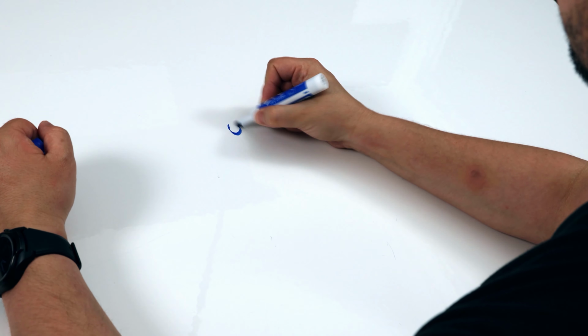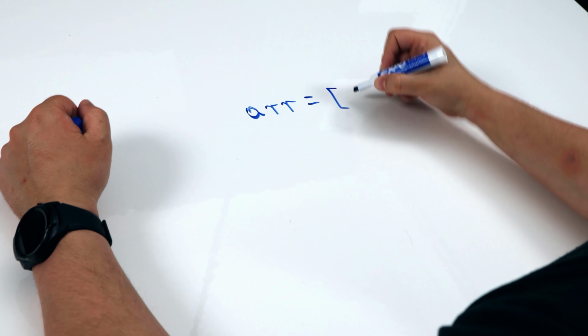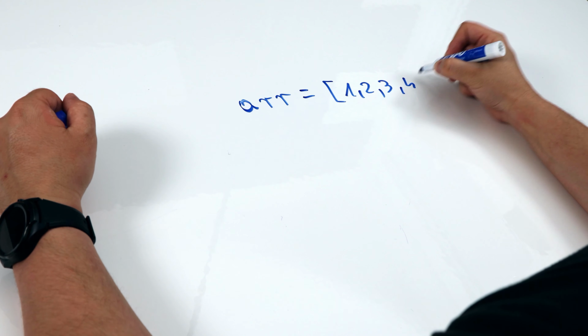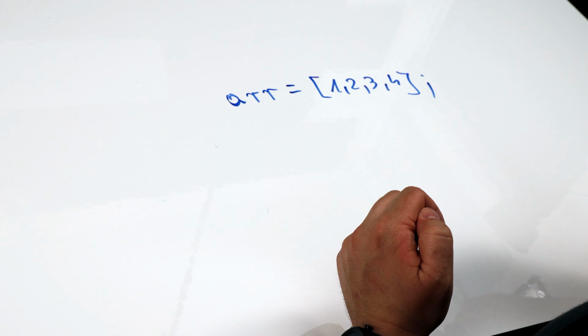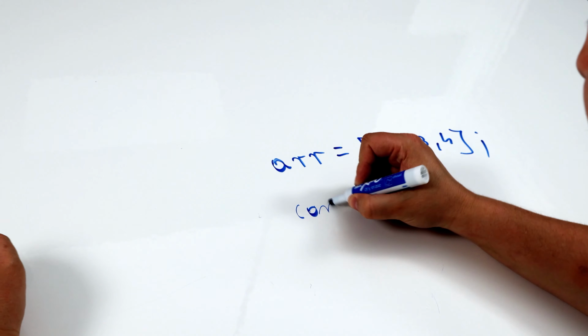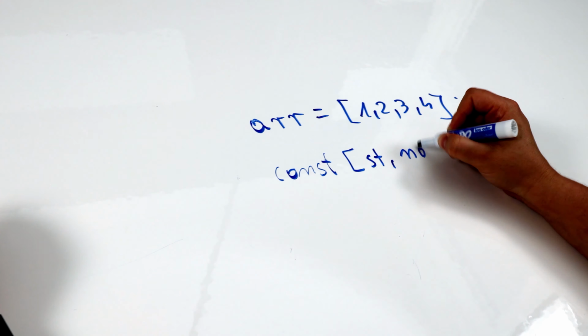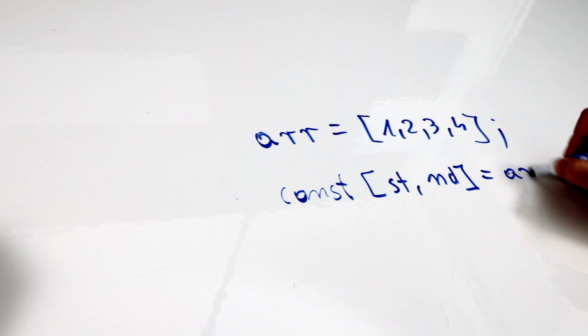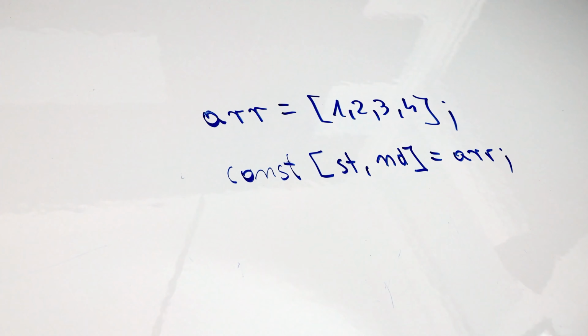To illustrate, let's define an array that has some items in it. I'm gonna define an array that equals 1, 2, 3, and 4, and that's array items. Now we can create distinct variables of these items. Const first and second equals array. Easy. Now first and second variables have values of 1 and 2 respectively.